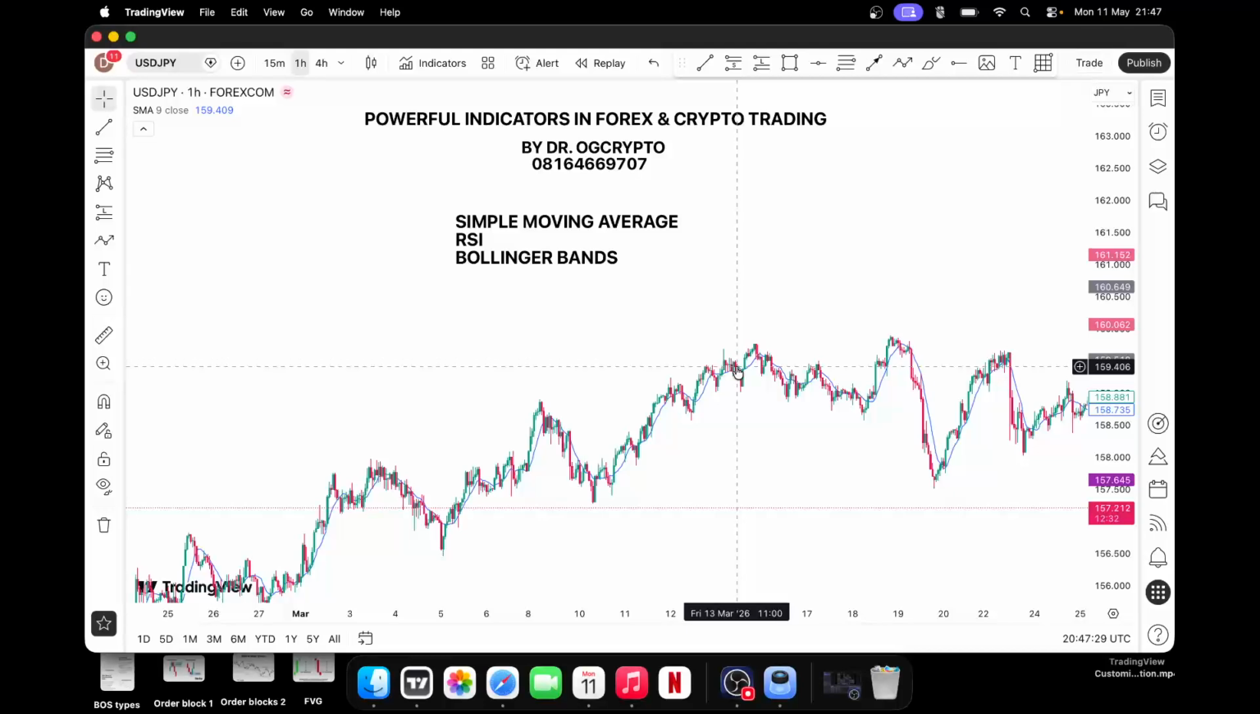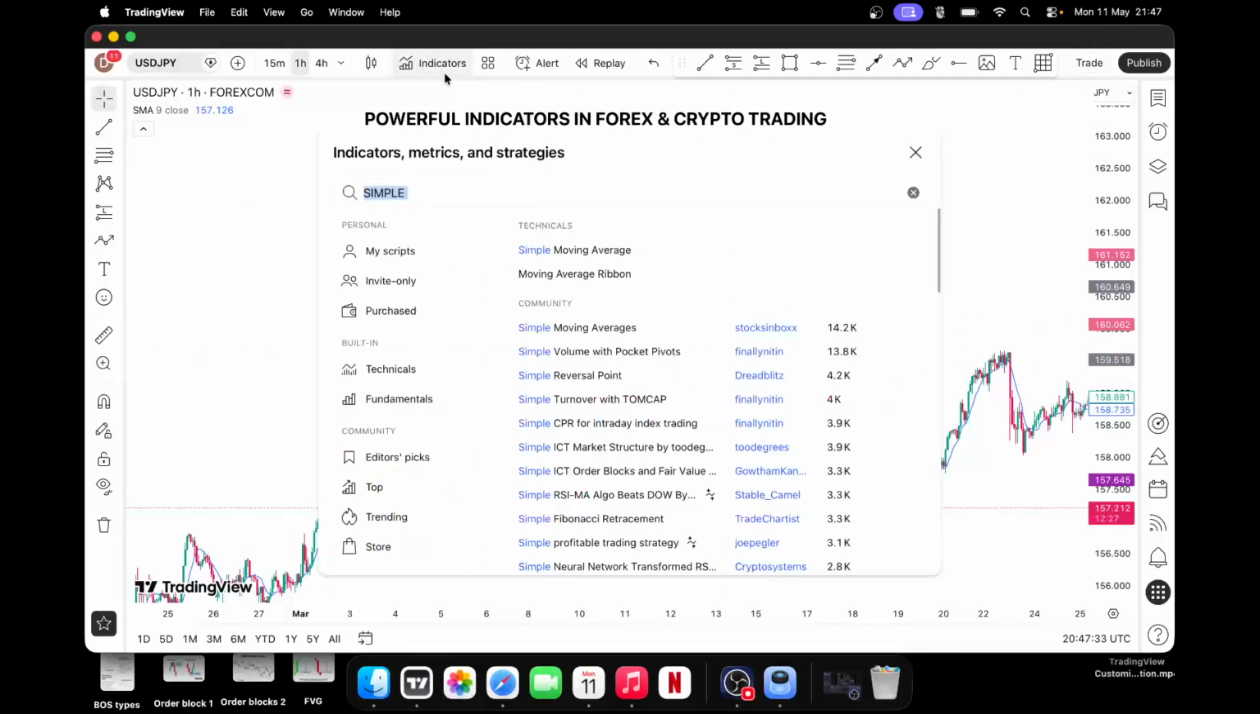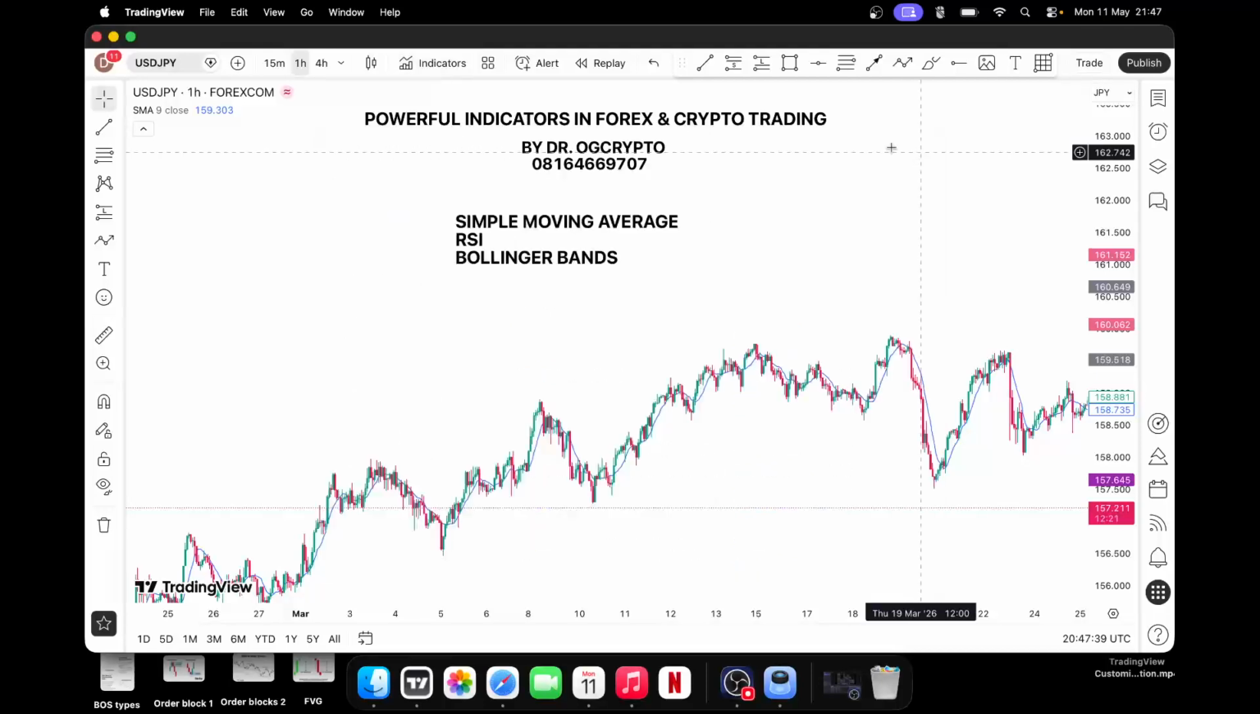How do you add it to your chart? Just go to the indicators section and search for simple moving average. Once you see it, click on it once. It will bring SMA 9 for you. So it brought SMA 9. What this SMA 9 means is that it is a 9-day moving average indicator.